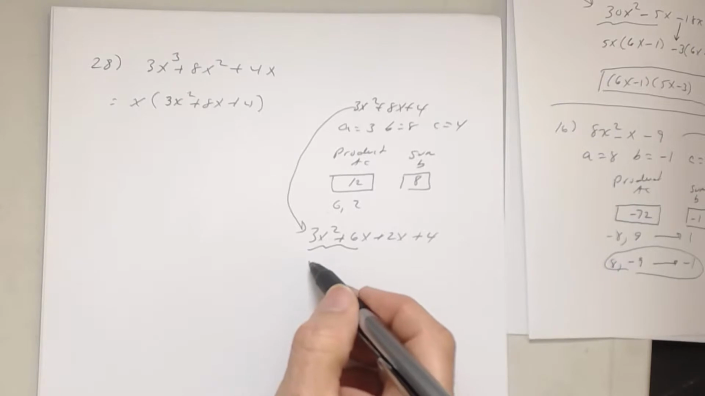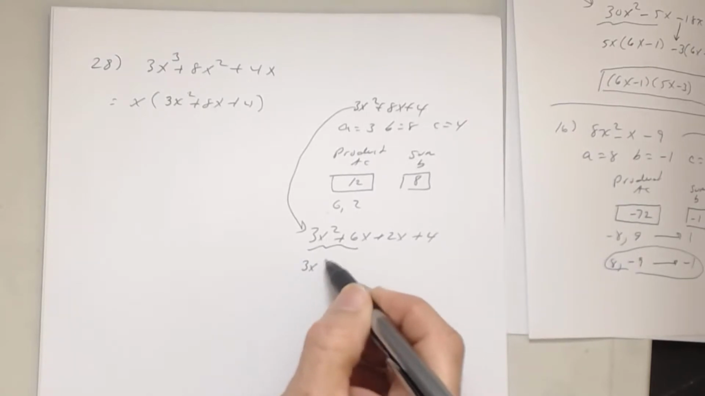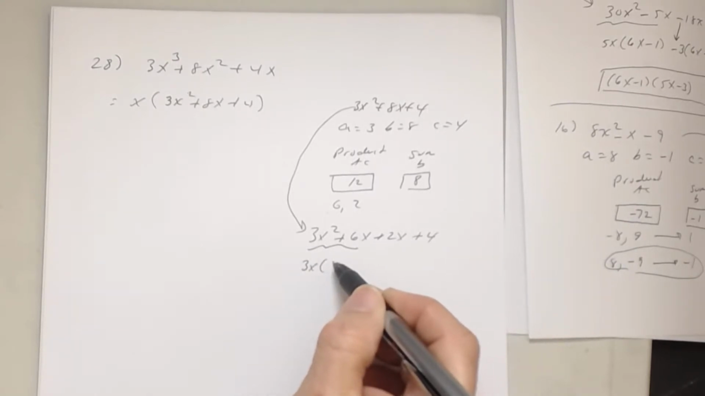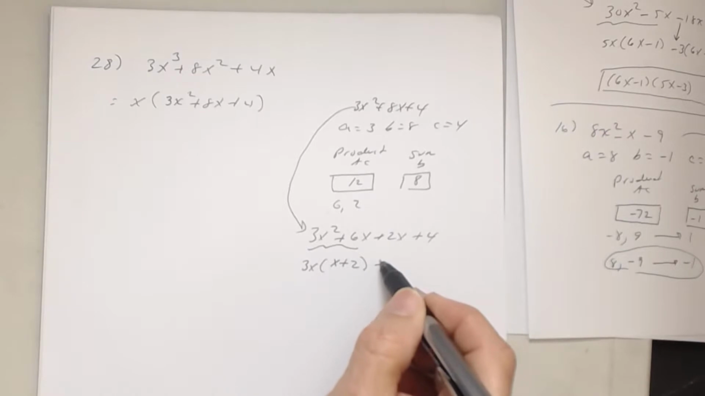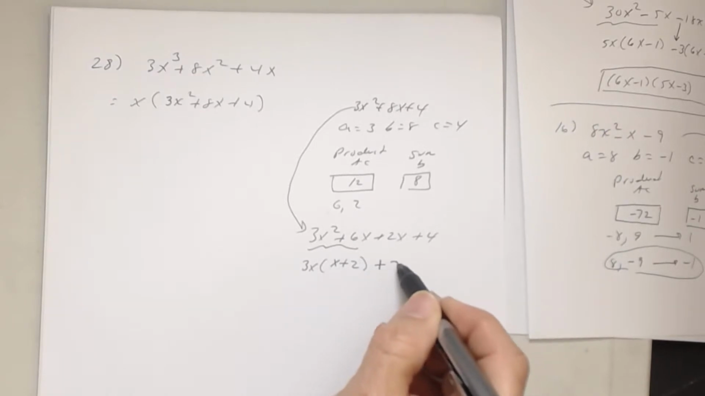What can I take out of the first group? Times x plus 2. What can I take out of the second group? Positive 2 times what?